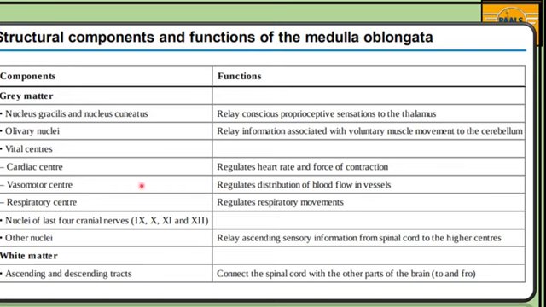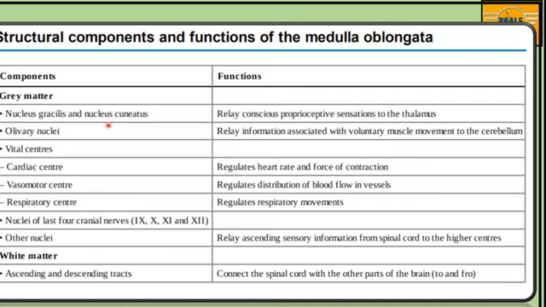Here we start with nucleus gracilis and cuneatus, and they relay conscious proprioceptive sensations to the thalamus. We have the olivary nuclei that relay information associated with voluntary muscle movement to the cerebellum. The medulla has a number of vital centers, such as the cardiac, the vasomotor, and the respiratory centers.